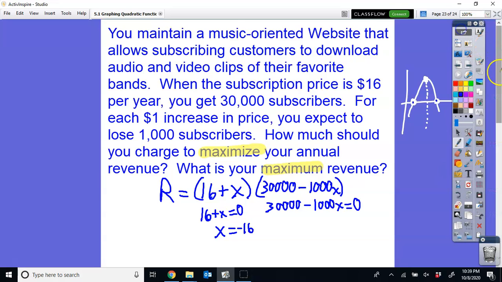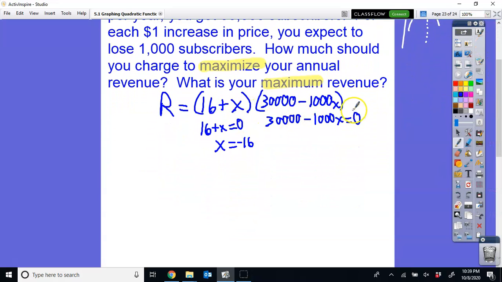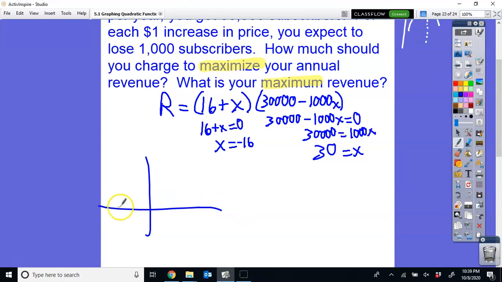over here on this one, let me scoot down a little bit here. Add the 1,000, that'll give me 30,000 equals 1,000x. Divide by 1,000 and I get 30. That means on my graph, negative 16, which would be somewhere over here, and positive 30, those would be the two values where this graph is nothing. But in the middle is going to be where my actual vertex is. So how do I find halfway between negative 16 and 30?